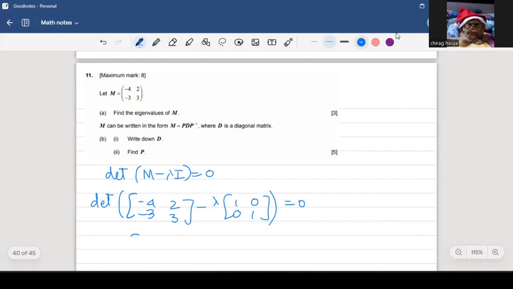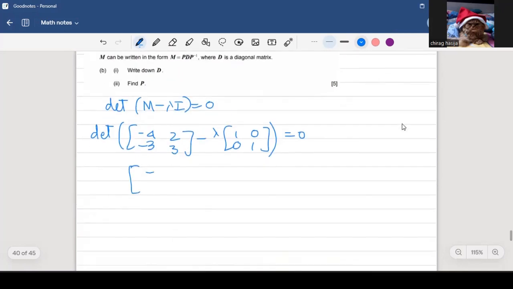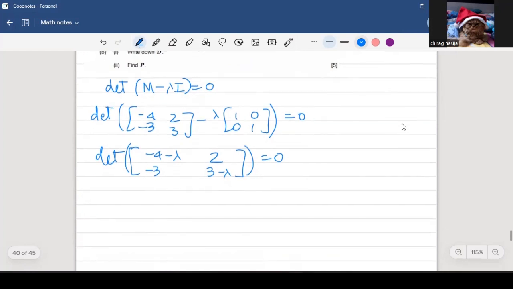Okay. So that gives me minus 4 minus lambda, 2, minus 3, and over here it will be 3 minus lambda. This whole determinant will be 0. So what does this give us? I can just cross multiply. So that will be minus 4 minus lambda times 3 minus lambda, plus 6, equal to 0. This is how we solve the determinant, right?